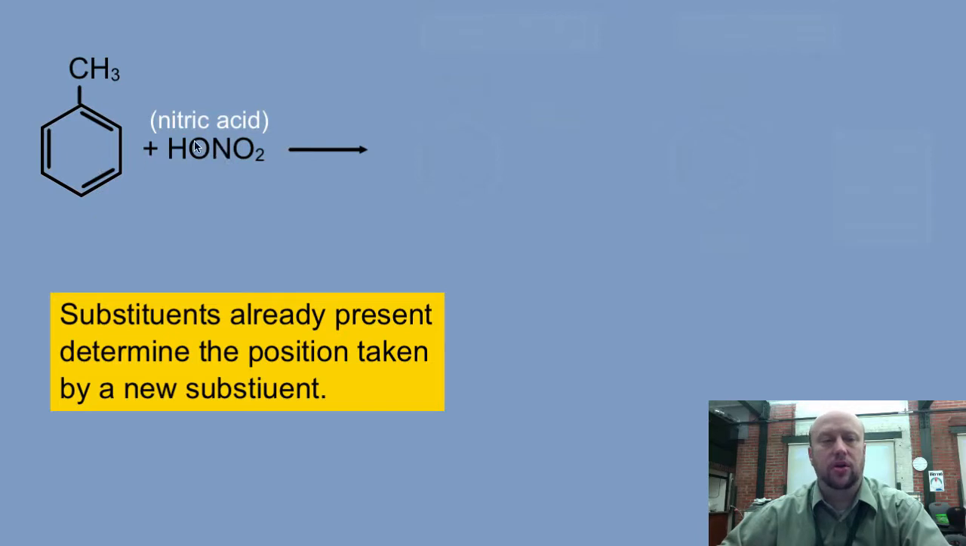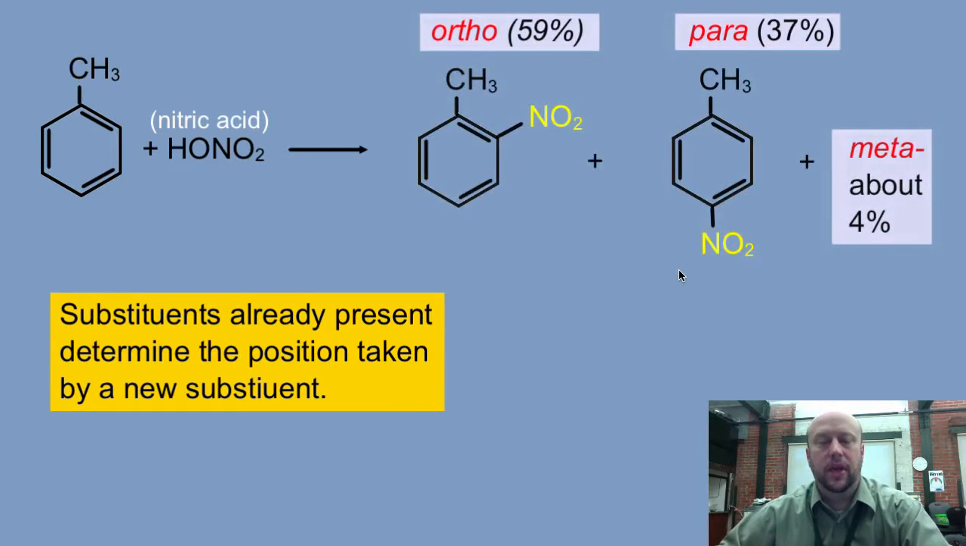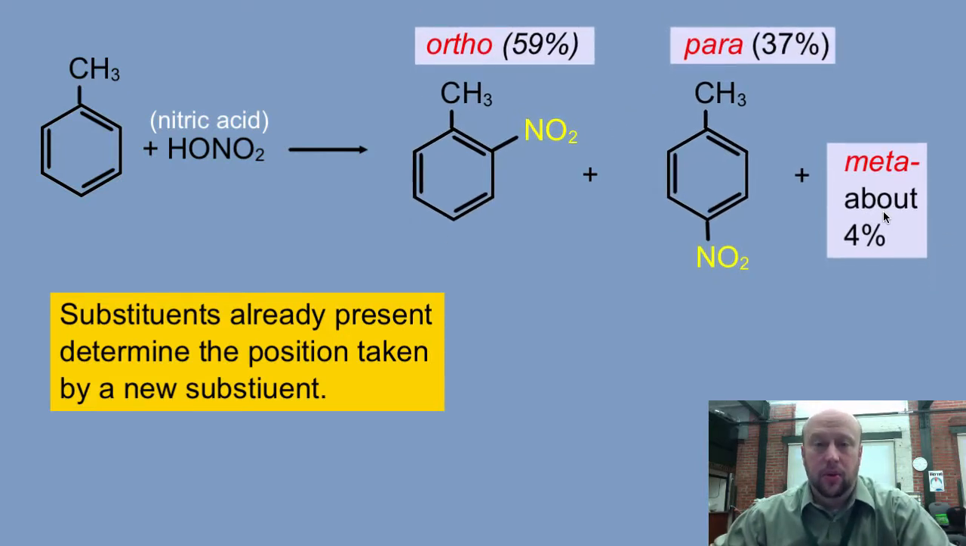So if we have a toluene molecule and we're trying to nitrate it, okay, in other words, we're adding nitric acid to it, here's what we get for our products. So we get about 59% of the products will be the nitrate, the NO2, added at the ortho position. Okay, in other words, next to the substituent that was already there. About 37% of it gets added para, in other words, exactly opposite of it. And only 4% gets added at the meta position. Okay, so most of it gets added ortho and para, and very little of it gets added meta.